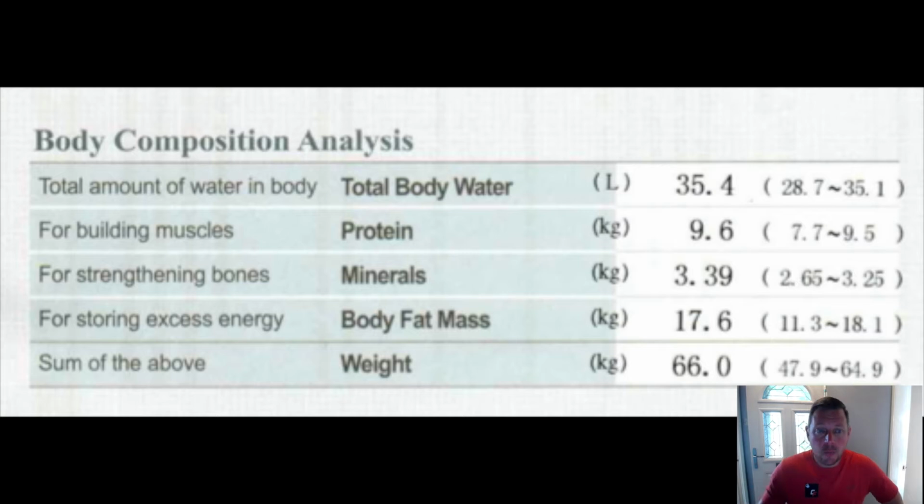So if we have a look at this sheet, it gives us total body water, 35.4 litres. Protein is your dry protein, so it's with the blood squeezed out of it. It is dry striated protein. It's just your muscle tissue, and it will include your organs in that as well. That's 9.6, so that is slightly above the WHO norms. Minerals 3.39, that's great. Body fat 17.6, and body weight, all of that added together, comes out at 66 kilos.